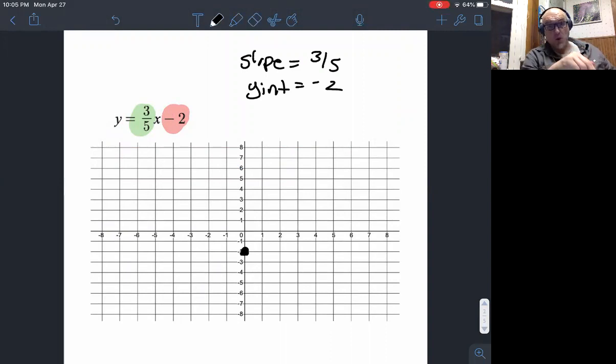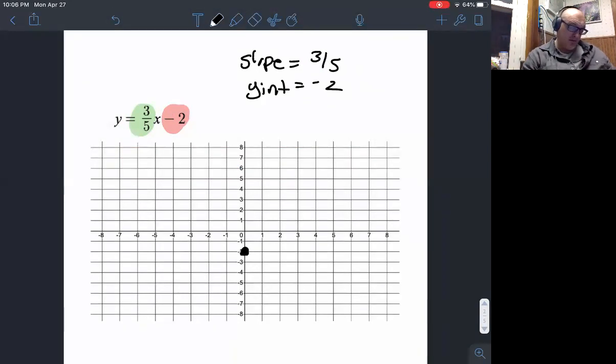A positive slope is always going to go up and to the right. A negative slope is going to go down and to the right. But notice, they both go to the right. So when you're doing this, the easiest way: positive, up and to the right; negative, down and to the right.